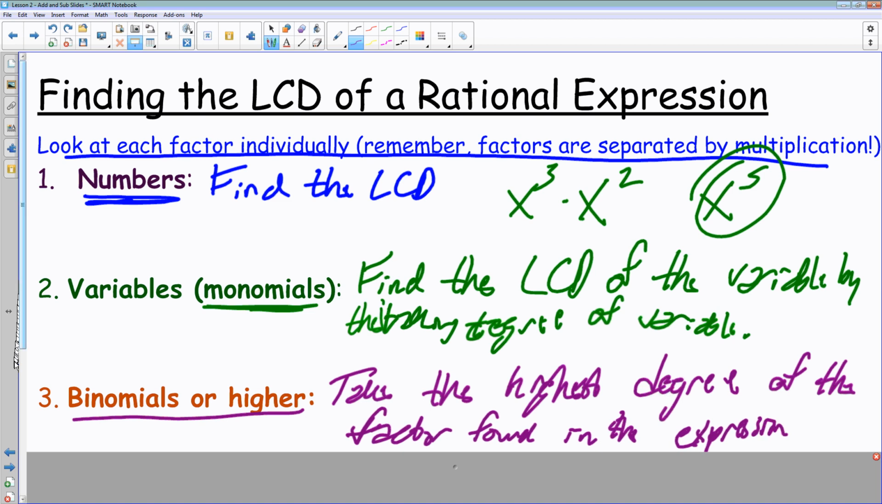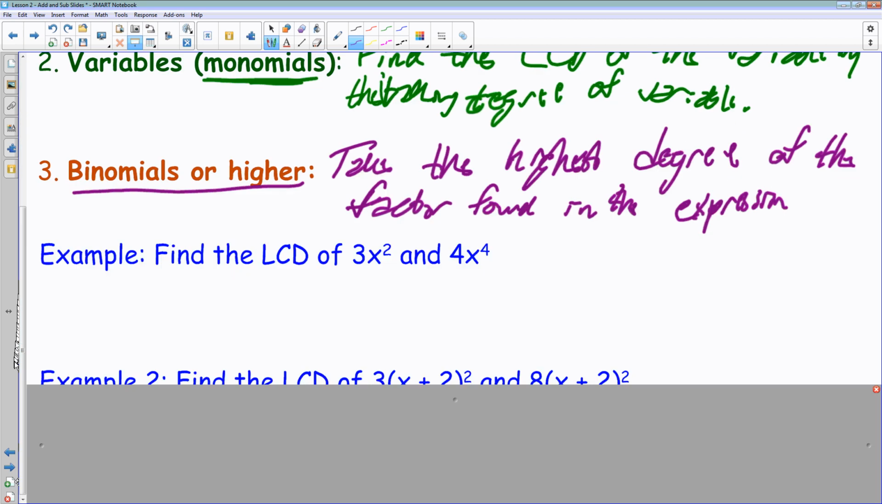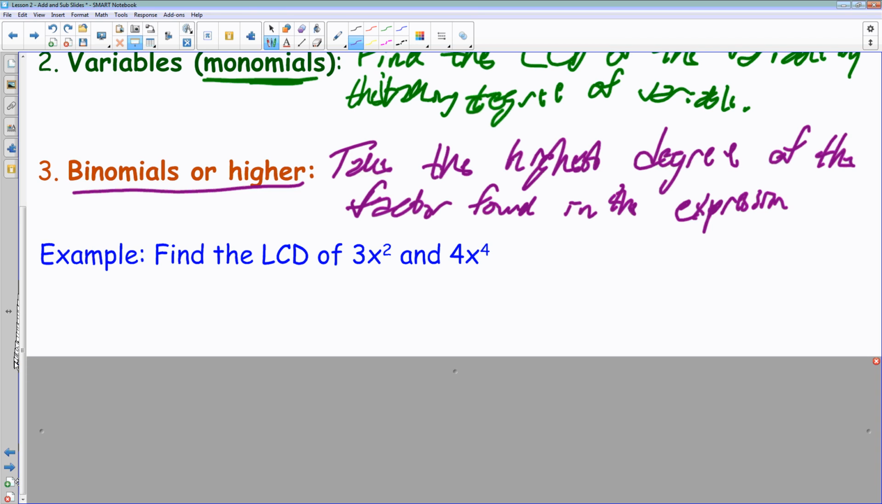All right, so let's take a look at some examples of that. So if I wanted to find the LCD between 3x squared and 4x to the fourth, well, 3 and 4, look at their multiples. The smallest multiple between the two is 12, so that's going to be the number part. And then you've got x squared and x to the fourth. Well, x to the fourth is higher, so you take the higher degree, and there's the LCD.